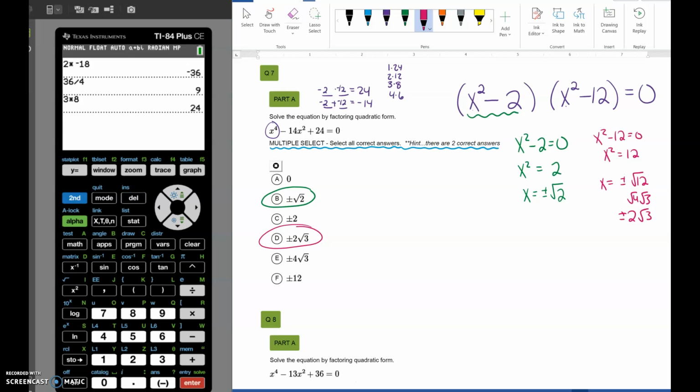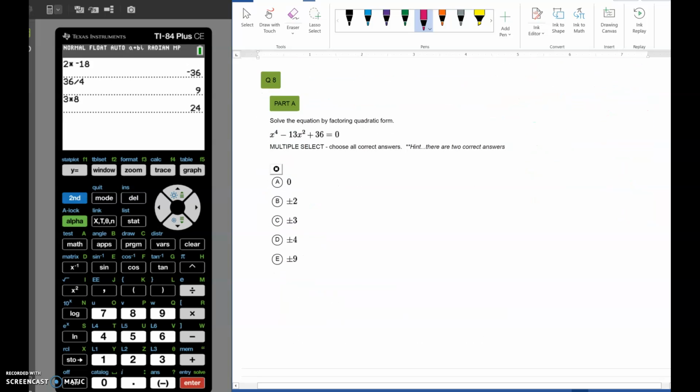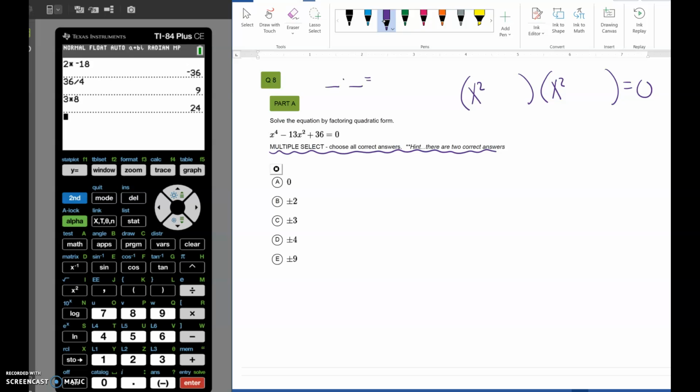Again, I have some good news to reassure you. The problem on the quiz that requires you to factor quadratic form is more like number 8 and less like number 7. So let's look at number 8. This is that same type of problem. It says multiple select, choose all the correct answers. It's going to be x squared something times x squared something. We're looking for 2 numbers that multiply to give us 36 and add up to -13.